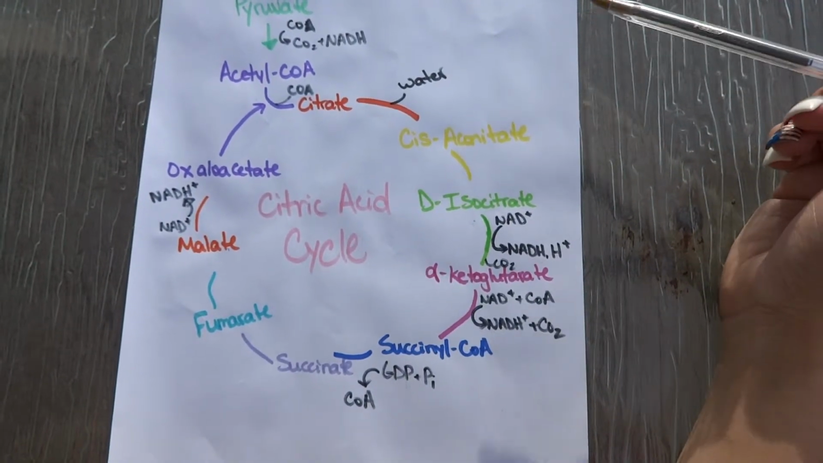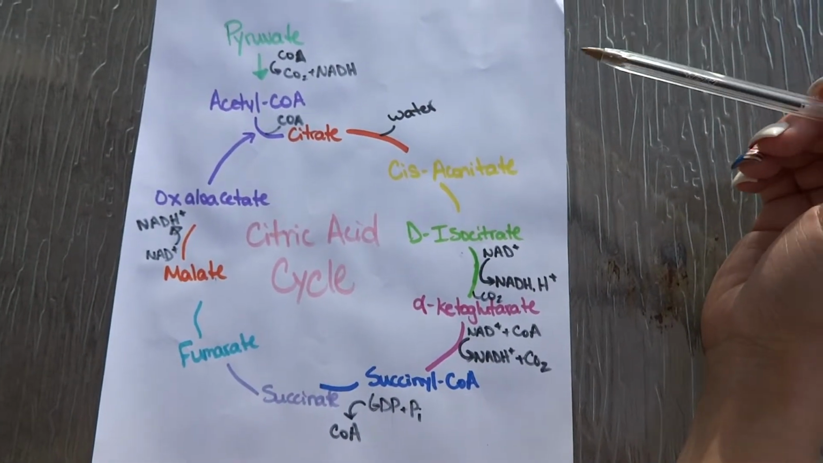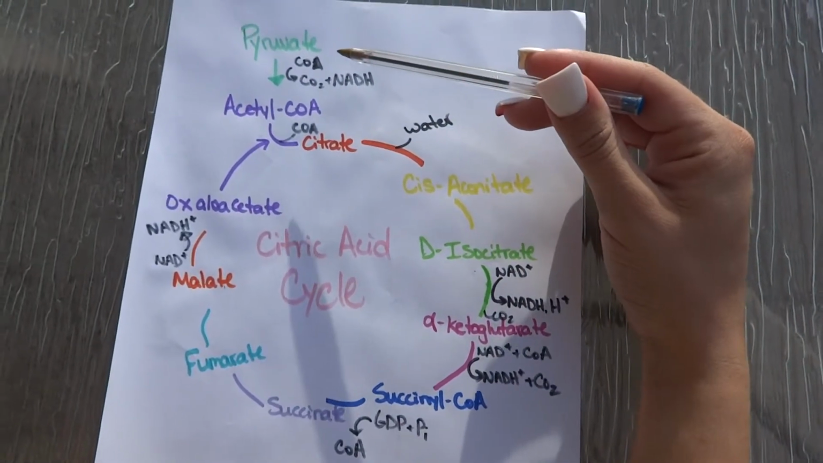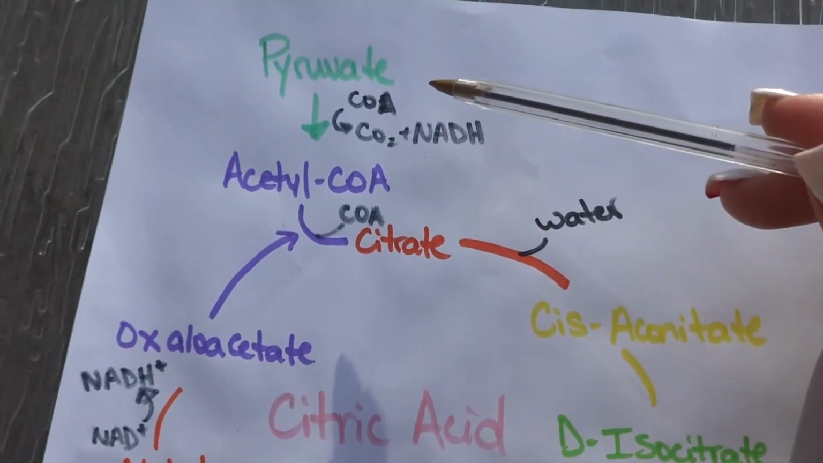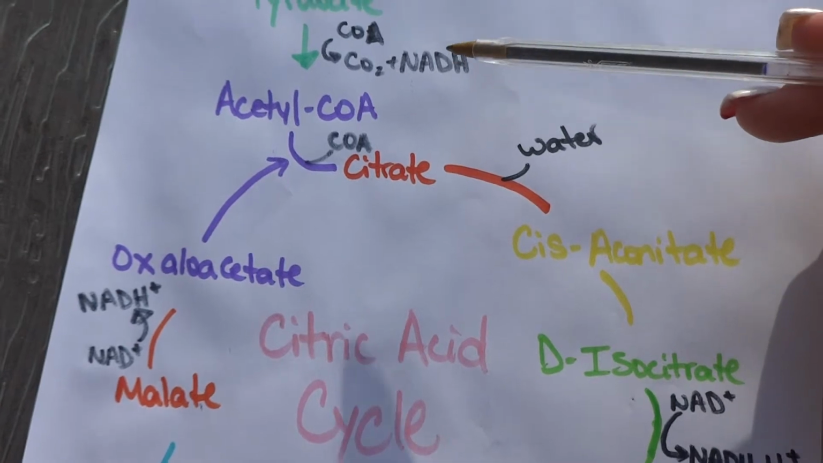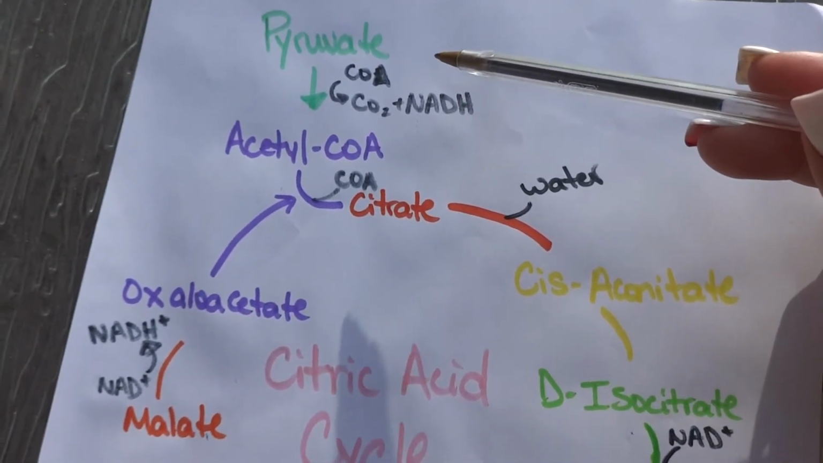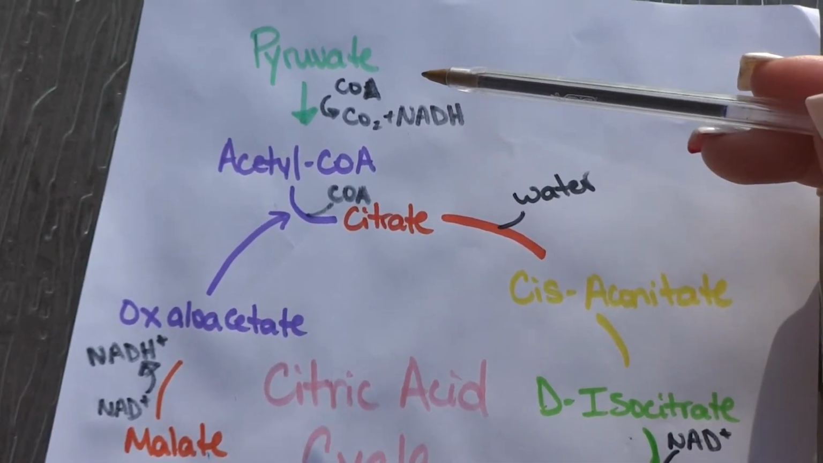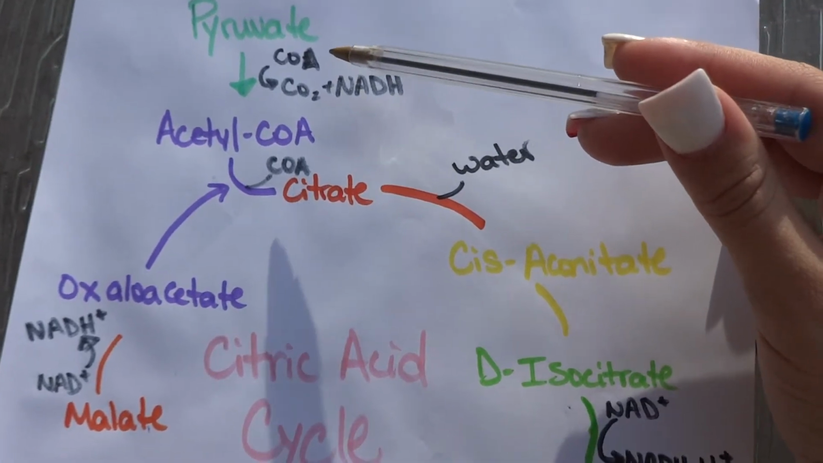This is the citric acid cycle. Glucose is broken down into pyruvate molecules, which are then sent to the citric acid cycle. The citric acid cycle takes place in the mitochondria matrix. There are 8 steps to the citric acid cycle, otherwise known as the Krebs cycle.